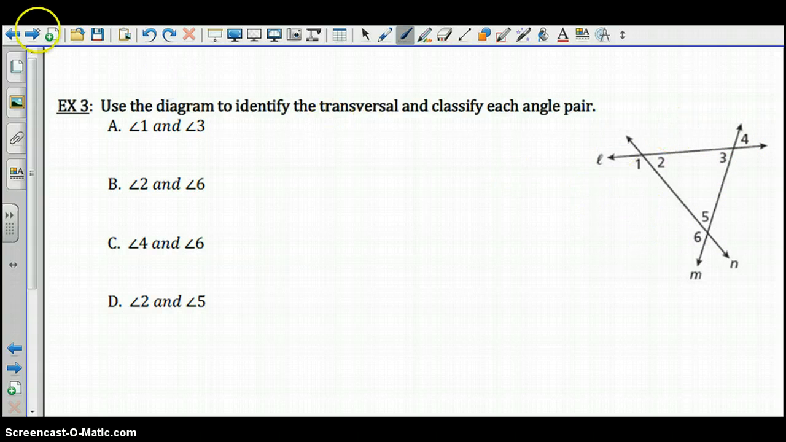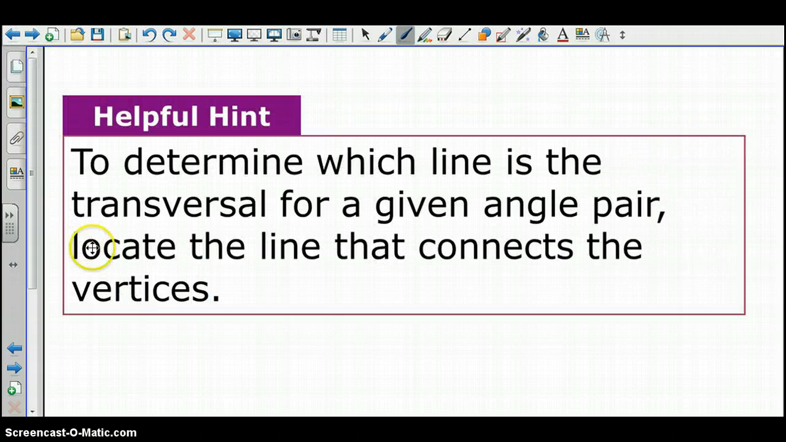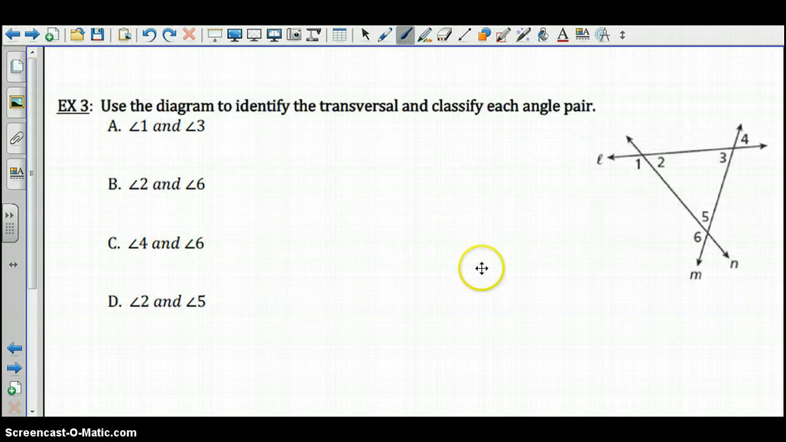Before we start doing this, here's a helpful hint to remember. To determine which line is the transversal for a given angle pair, locate the line that connects the vertices of the angles. Okay, what line are both angles using? That's going to be the transversal. So what I would like you to do first is go through this example for A, B, C, and D and just identify which line L, M, or N will be the transversal.